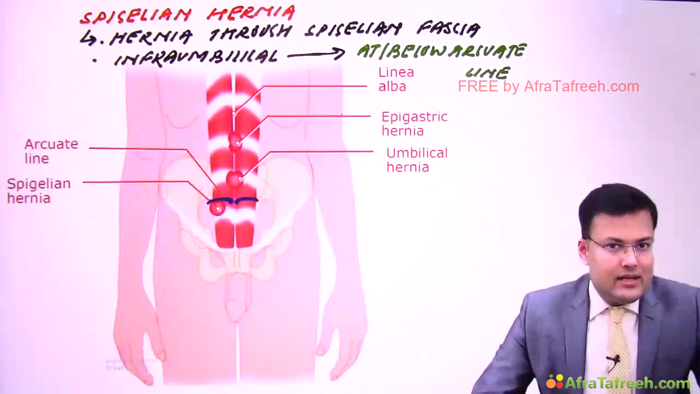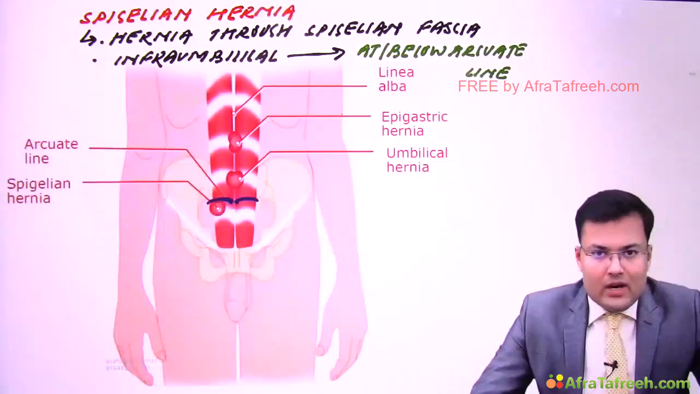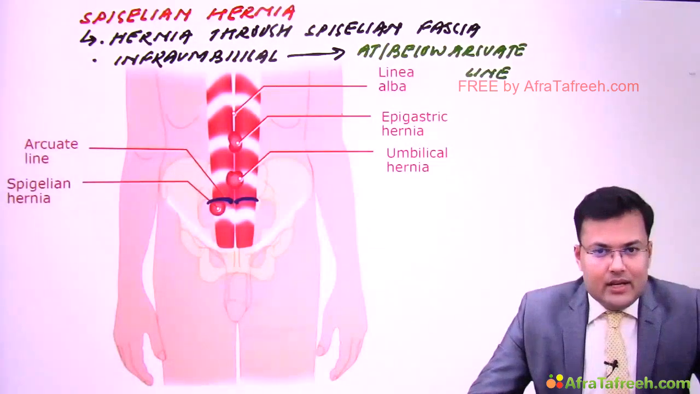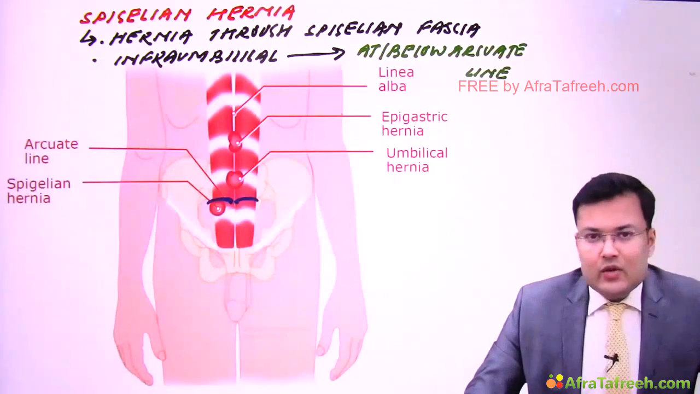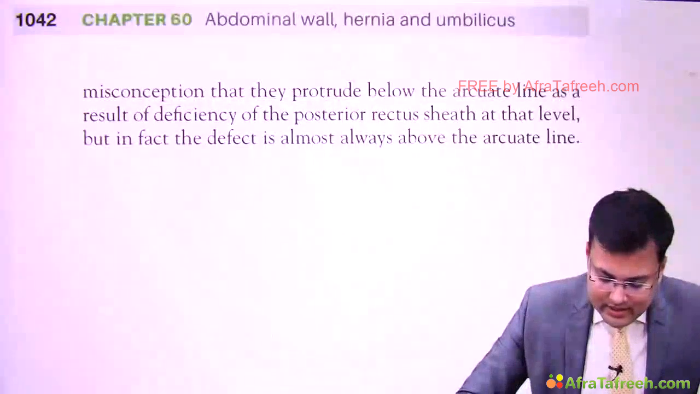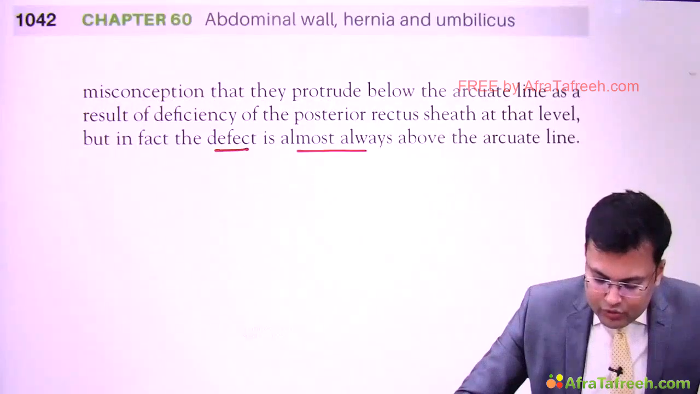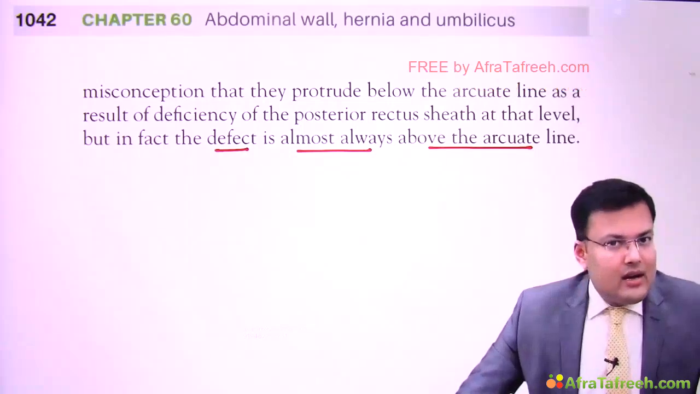But what is the problem? In Bailey it's written that most of the spigelian hernias are located above arcuate line. That's a wrong statement. If we read Subiston, in that it is clearly mentioned that it is located at or below arcuate line. See, in Bailey it is written that in fact the defect is almost always above the arcuate line, and it is mentioned that spigelian hernia is located above the arcuate line.